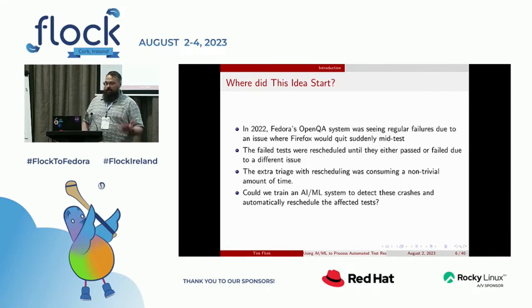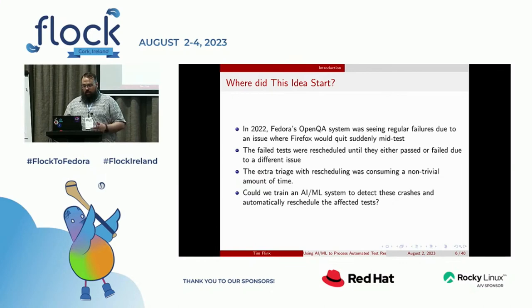So this particular idea started sometime last year. There was a chronic issue within OpenQA where tests would fail unexpectedly when Firefox, which was being used for part of the test, would just quit, and the test would fail because Firefox quit. We tried looking into it, and it took a while. When this started, we hadn't found the root cause. So we had a whole bunch of tests failing for reasons that we weren't testing for, which is not terribly useful. The people doing the triage would go through, recognize that a test had failed for a relatively common reason, and mark it for rescheduling, and the test would be rerun until it either passed or failed from an issue that wasn't Firefox just deciding to stop working.